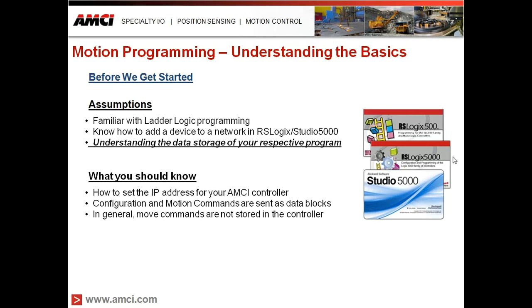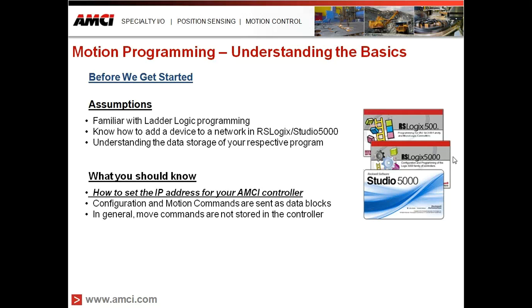Relative to the AMCI components, what you should know is how to set the IP address for your controller. All AMCI devices leave here with an IP address of 192.168.0.50. You may have a situation where the controller you're connecting to is on a different network, so you need to change the IP address. You should know how to do so. There's a lot of tools available, BOOTP servers, AMCI Net Configurator, to name a few. You should know how to do that and how to make that happen.